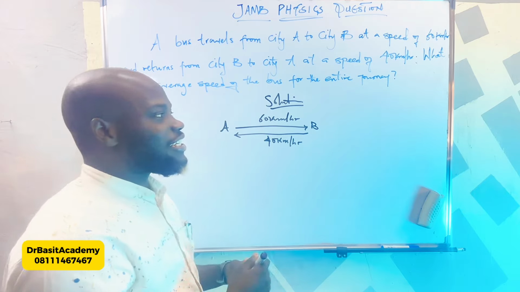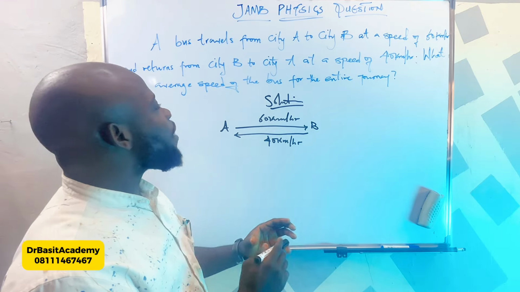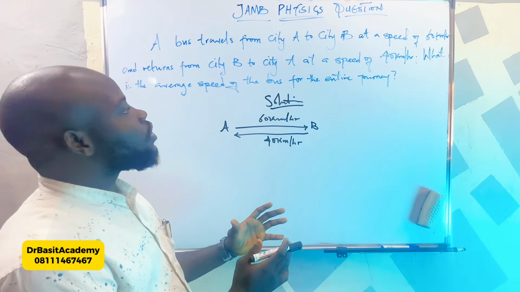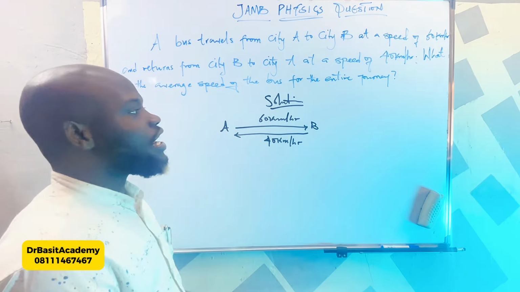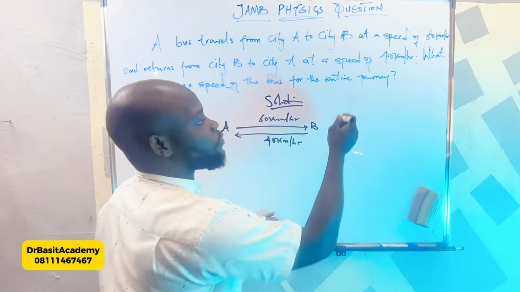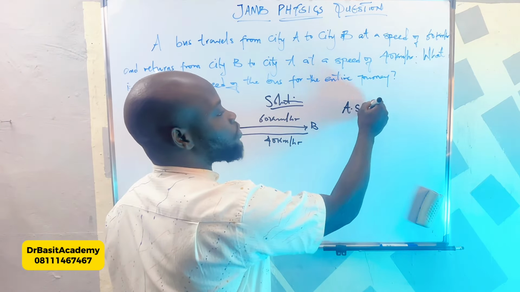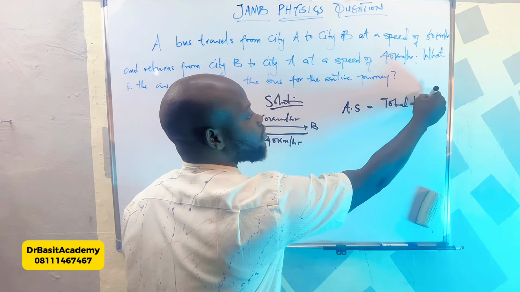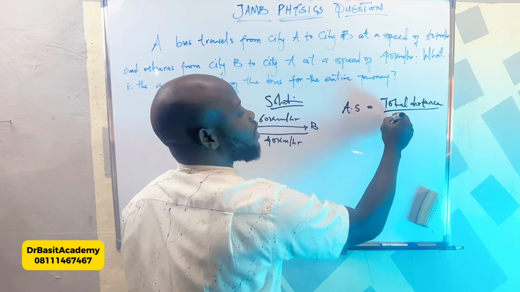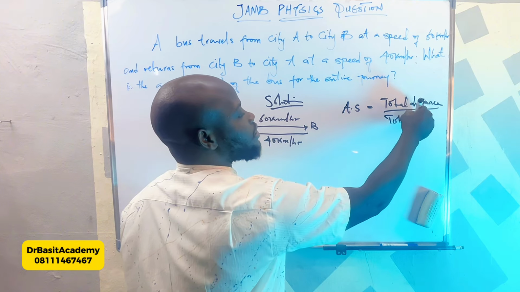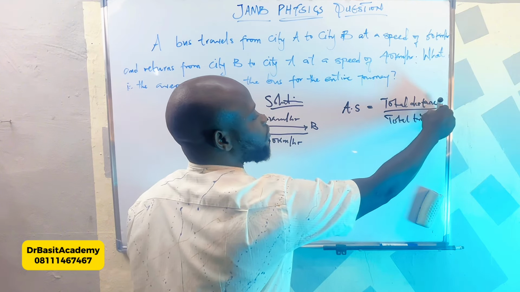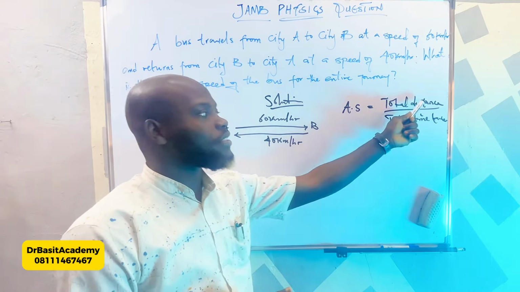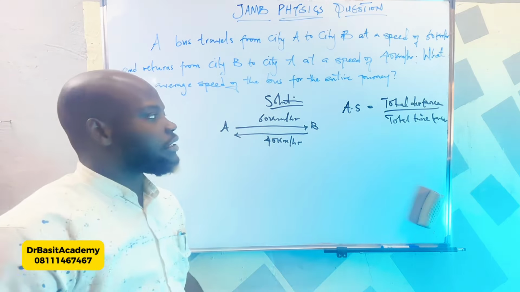Do you understand? Now, the question requires us to calculate the average speed of the bus for the entire journey, right? Now, what is the formula for average speed? Average speed is equal to total distance all over total time taken, right? Yes. This average speed is equal to total distance all over total time taken.